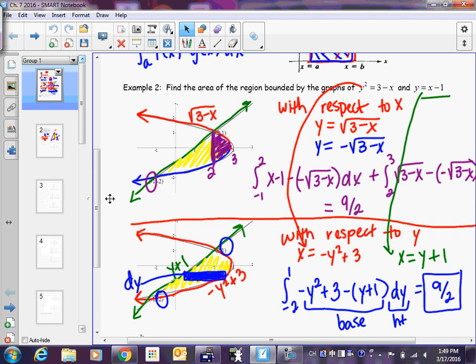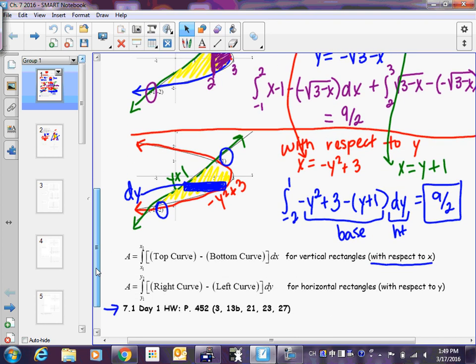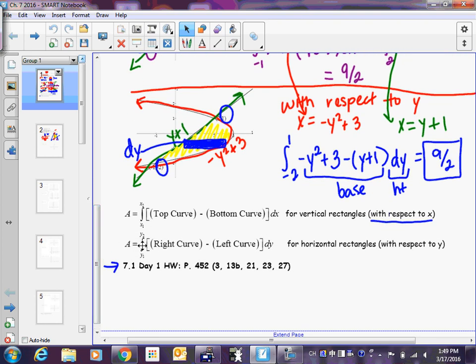Most problems you can do either way, but usually one way is much easier than the other. Okay, I do want to remind you of this right here. This is kind of like a recap of what we're doing in 7.1. These are not formulas you have to memorize. If you understand what we're doing, it should make sense, but it is something you can refer back to if you're getting confused.